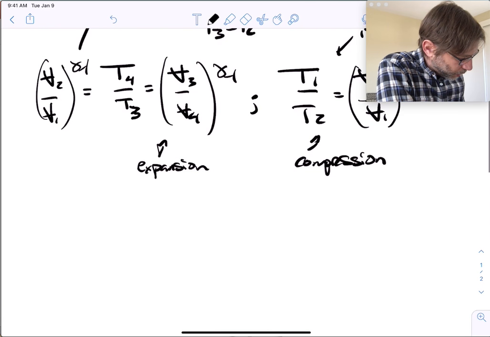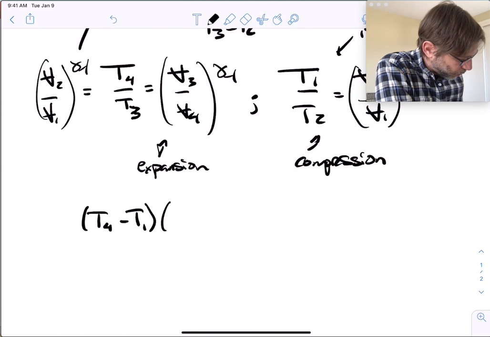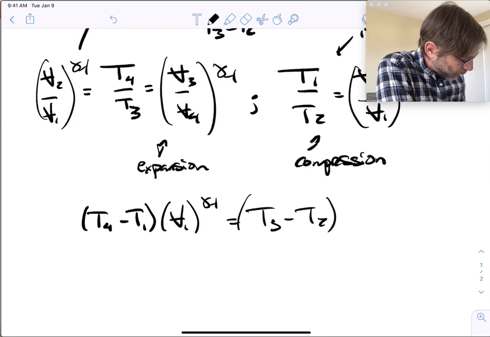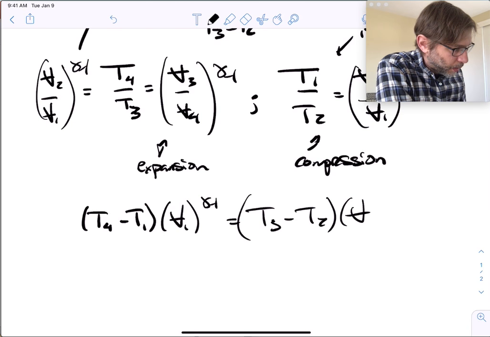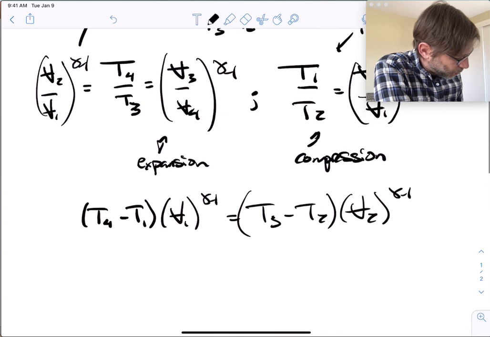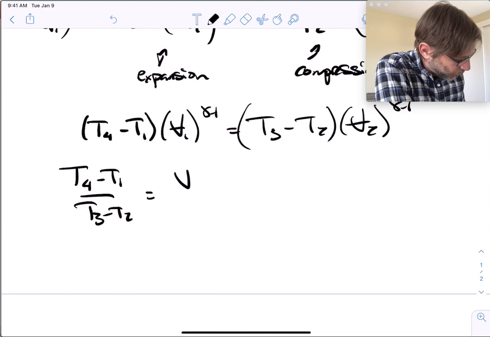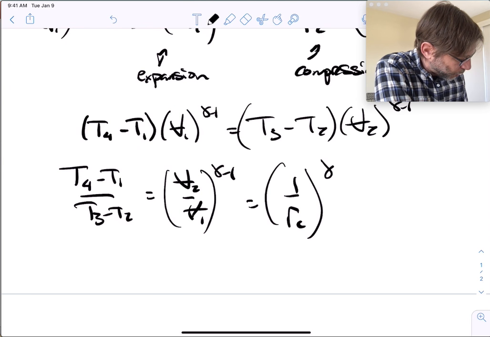And then what we can do is we can essentially make the following after a little bit of algebra, which we're not going to do. So V1 to the gamma minus 1 equals T3 minus T2 to the V2 to the gamma minus 1. Okay, and then all you got to do is you substitute those in. So T4 minus T1 over T3 minus T2 is equal to V2 over V1 to the gamma minus 1, which is equal to 1 over the compression ratio to the gamma minus 1.